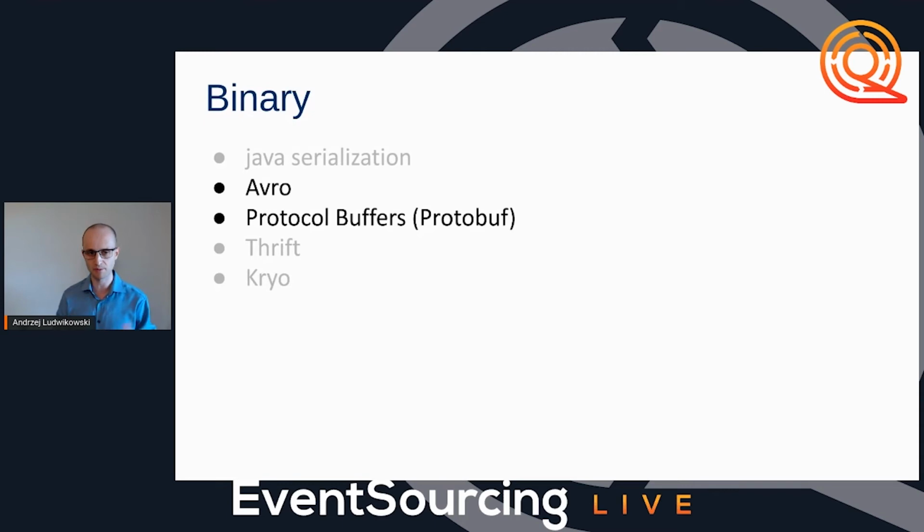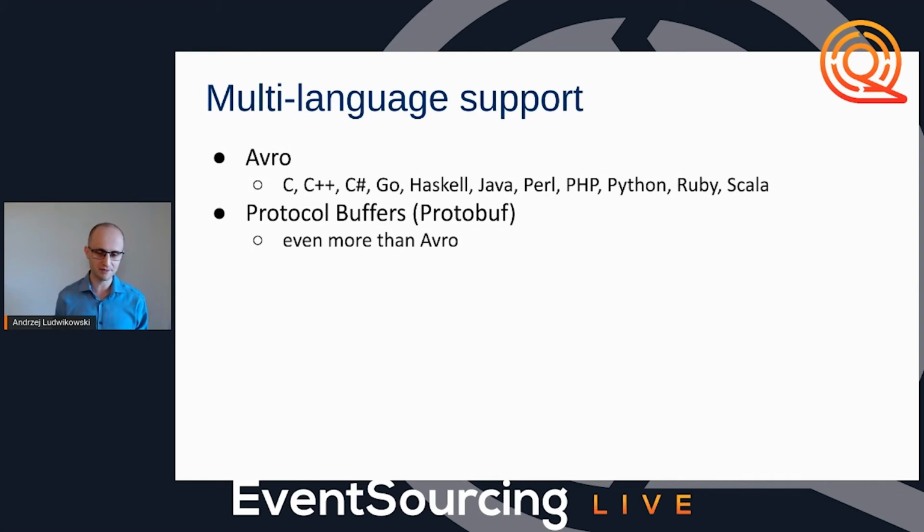So we have Avro from Hadoop and protocol buffers from Google. Which one is better? Now I could spend another 40 or 50 minutes just explaining the difference between the two of them, but we will do this very quickly and jump directly to the conclusion. Both will support many languages, although the actual support might be different.